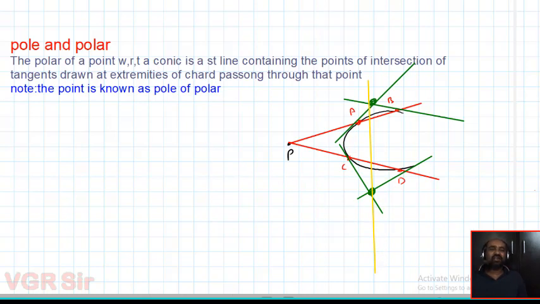The yellow color line is said to be the polar of P. Now I will write: this is the polar of P with respect to S equal to 0, I can say. This is the pole of the polar. So this is the concept. Here also P is exterior, this is the polar. I can say this is case 1. Case 1: P is exterior.